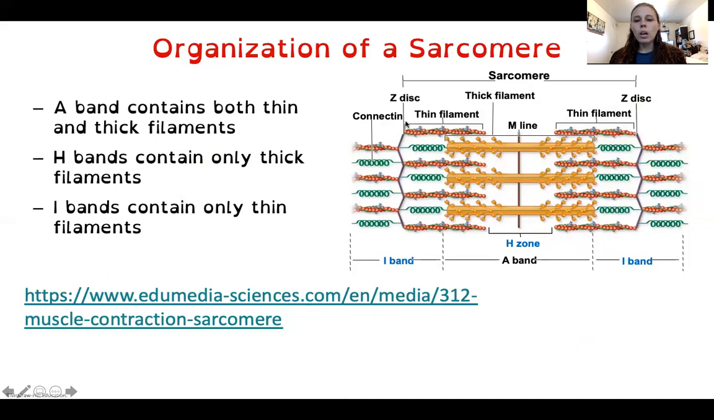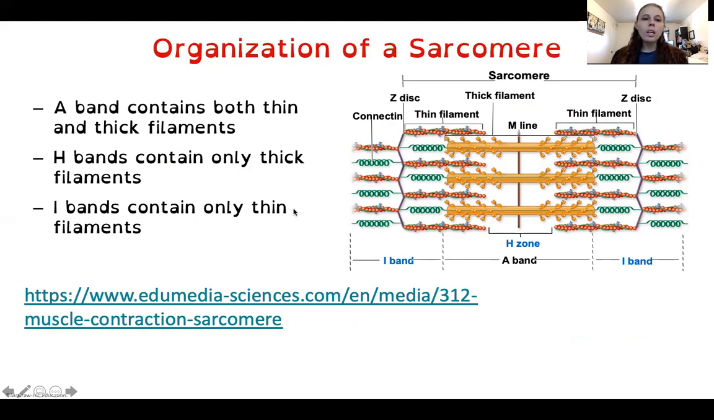Well, if you look at the outside of the sarcomere, we have the Z discs. And then this region here is called the I band. Now the thin filaments are actually going all the way until the H zone. So if we're looking at the zones and the bands, we have the H zone, which is only made by thick filaments. We have the A band, which is made by both thick filaments and thin filaments. And then the I band, which is made only by thin filaments.